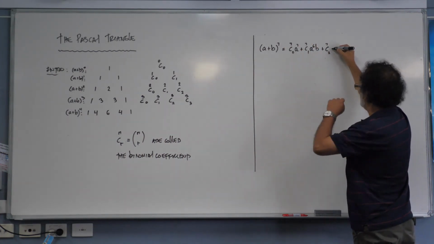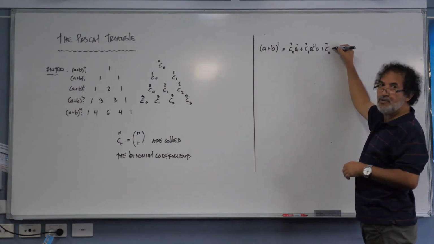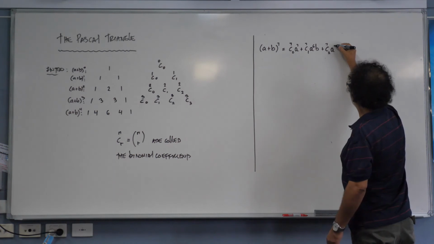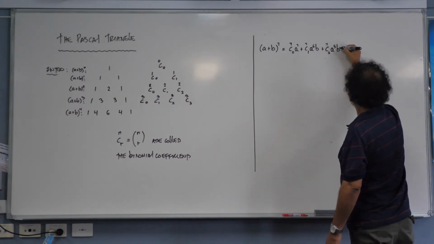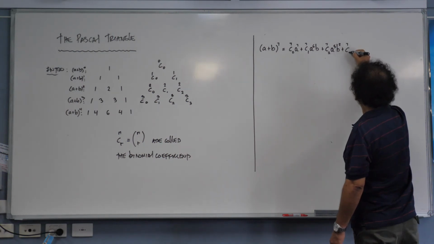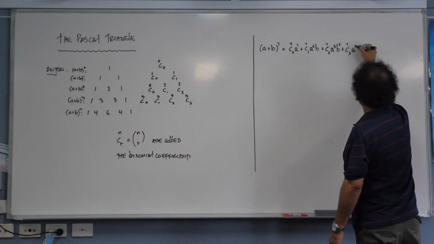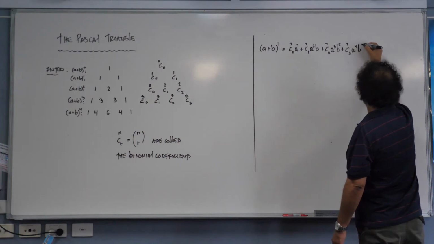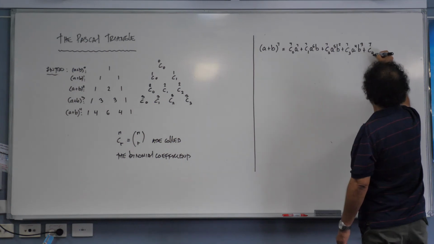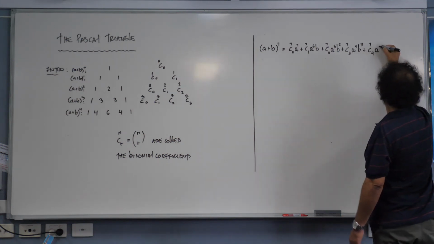So what is the next parameter? A. So it's going to be a to the power of 5 b squared, and then 7C3 a to the power of 4 b to the power of 3. Next, 7C4 a cubed b to the power of 4.